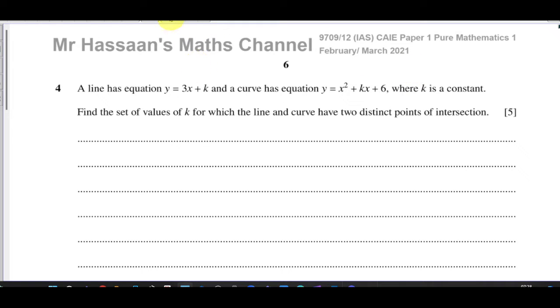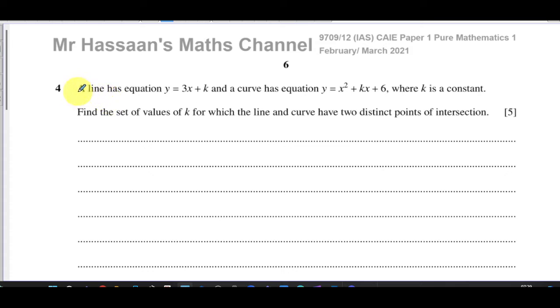I'm now answering question number 4 from the February-March 2021 A-level, AS level, like you could say, paper from Cambridge 9709. This is a variant. Well, there's only one variant for this, 1-2 for February-March papers. So it's a paper from 2021, question number 4. One of my students has asked me to answer this question. It's quite a straightforward question, but it has a lot of information here which needs to be understood.